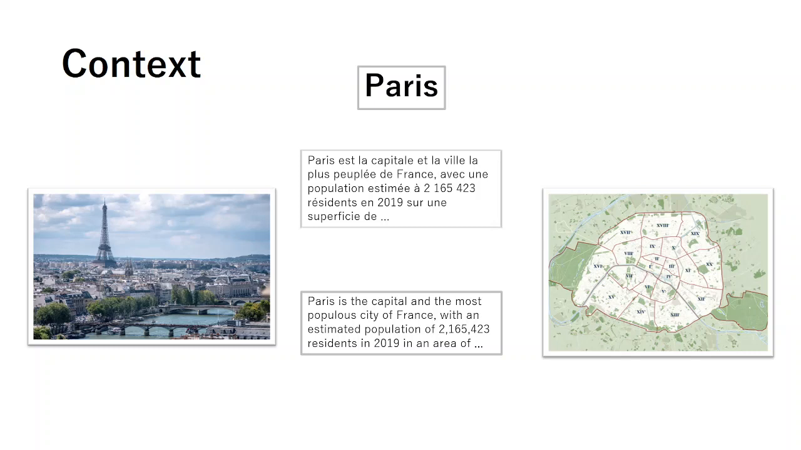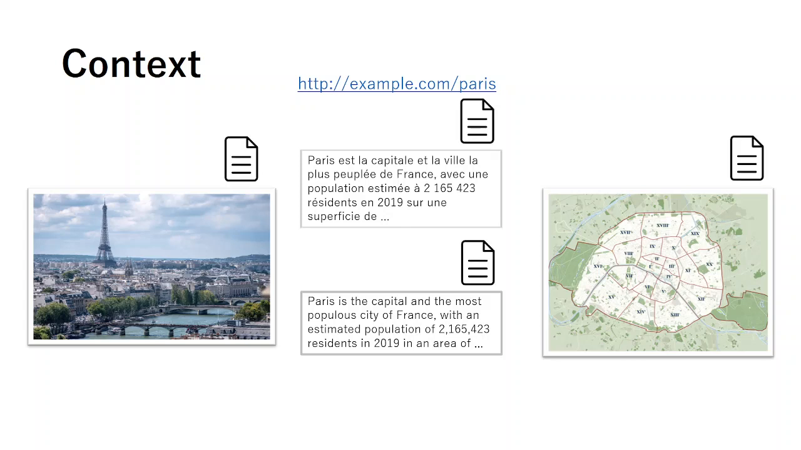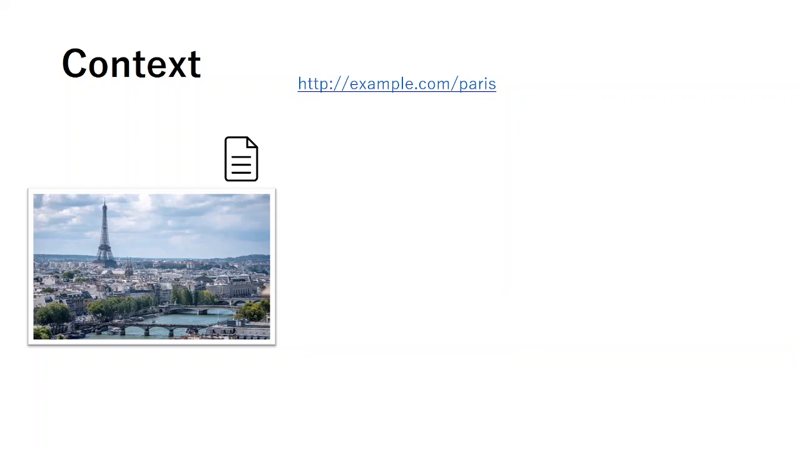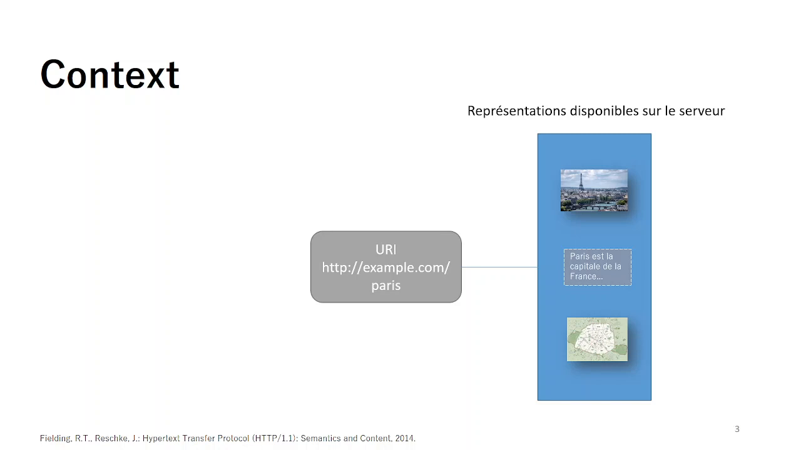So on the web also, a resource, for example here Paris, is identified by a URI and could have different representations. And content negotiation is the mechanism to choose one of these alternatives. With the schema, we could say that here the server is in blue and has three different representations: an image, a text, and a map.